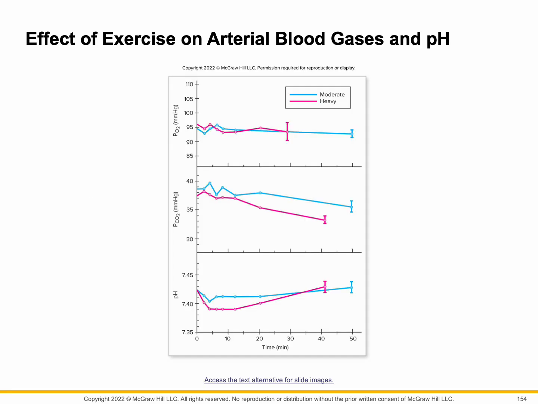So here we're looking at the effect of exercise on arterial blood gases and pH. There are 3 graphs here that plot the changes over time and show a separate curve for moderate and heavy exercise. The partial pressure of oxygen and the pH do not exhibit much change, but the carbon dioxide pressure decreases during heavy exercise.